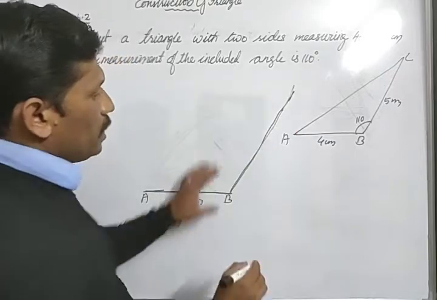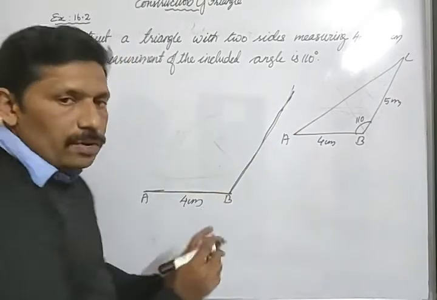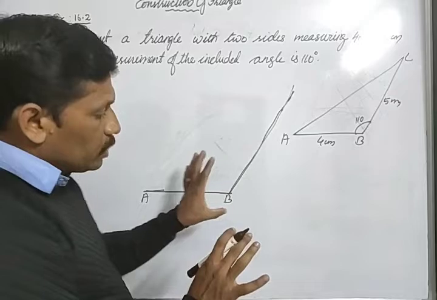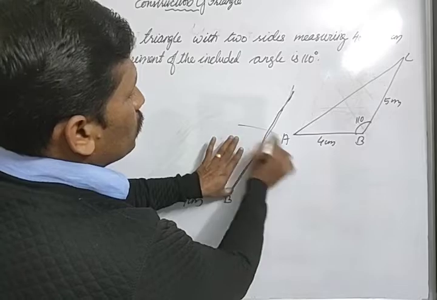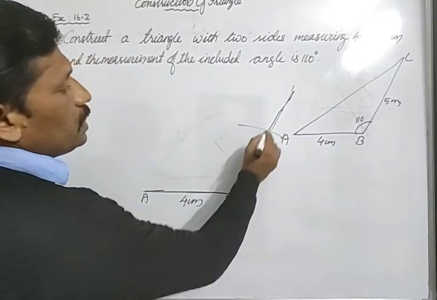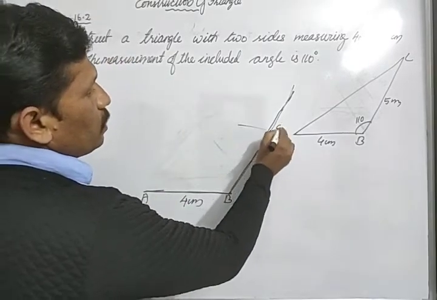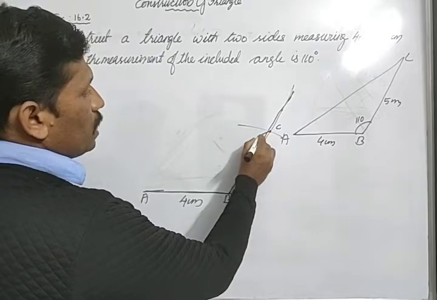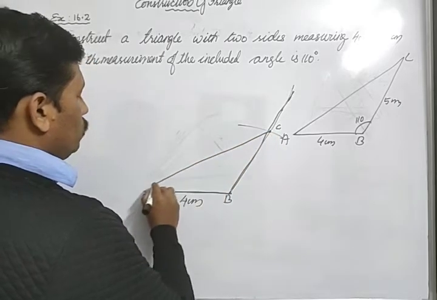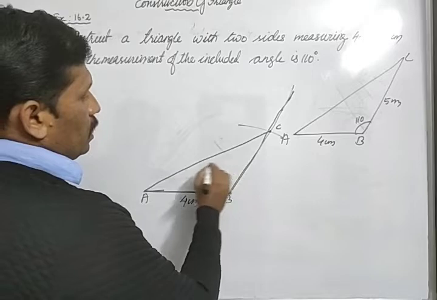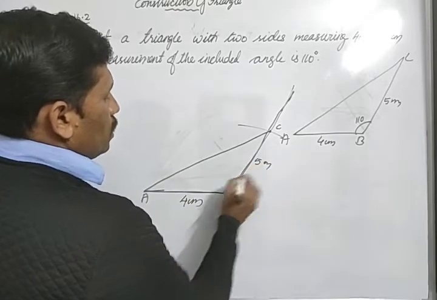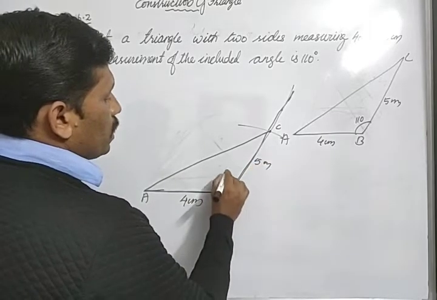On this line you have to measure 5 centimeters in the compass. Measure in the compass, keep it at point B, and at 5 centimeter distance cut an arc here. This point is point C, and you join C and A with the scale. Here it is 5 centimeters and here 4 centimeters, here 110 degrees.